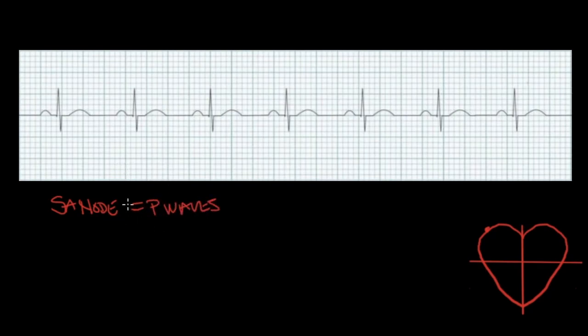So having P waves is going to tell me that I have conduction above the ventricles. And so my first question is, do I have P waves? And if we look here, we do have P waves. My next question is, are my P waves marching out? Do they happen regularly? And if we had some calipers and we measured these out, we would find that they do.